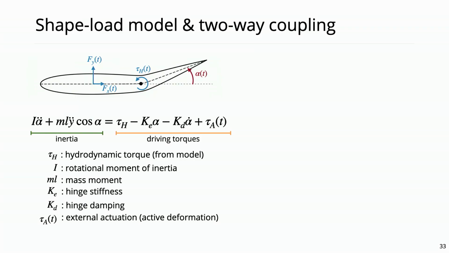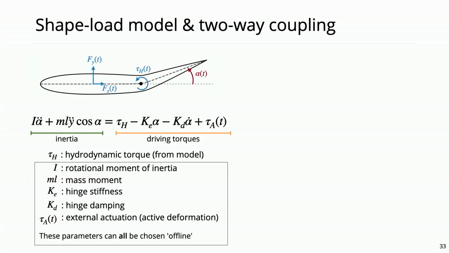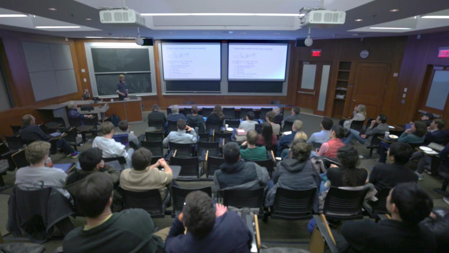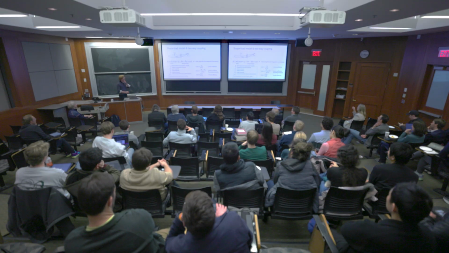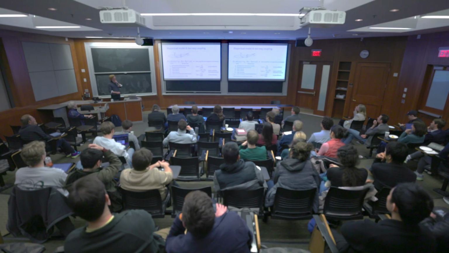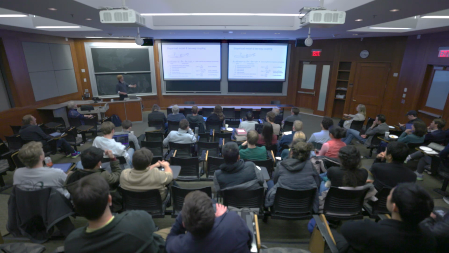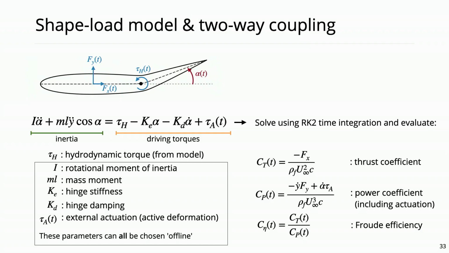But now if we trained the model to learn the hydrodynamic torque from the alpha history, we can run this entire thing offline, right? And so we can solve this simple ODE offline without further CFD and choose any parameter combination out of this vector that we want and predict what will be the forces on this body. So we solve this little scalar ODE using an RK2 time integration and evaluate thrust coefficients, power coefficients, which includes potential actuation that is applied to this hinge, and fluid efficiency. And here the torque comes from the model, and as well the lift and the thrust force.